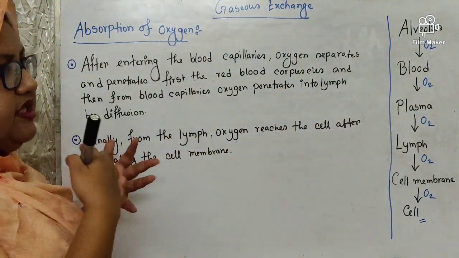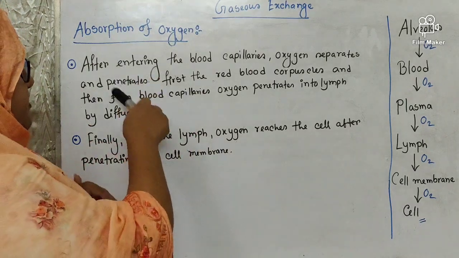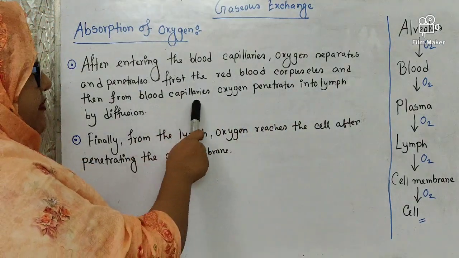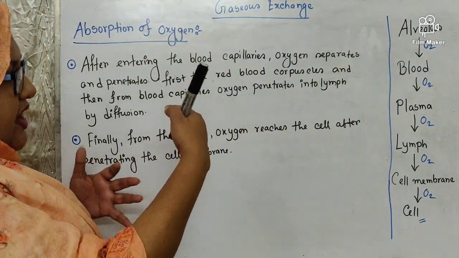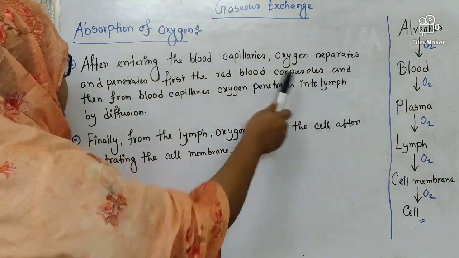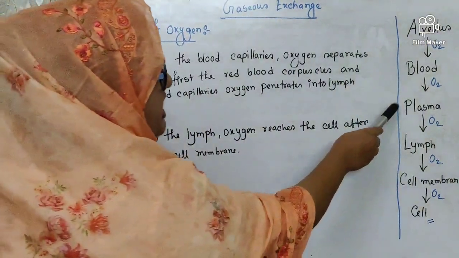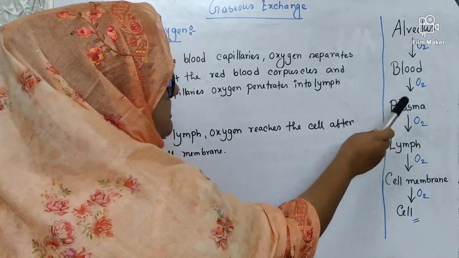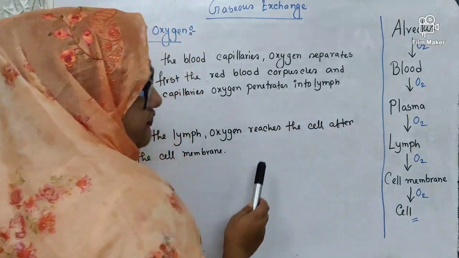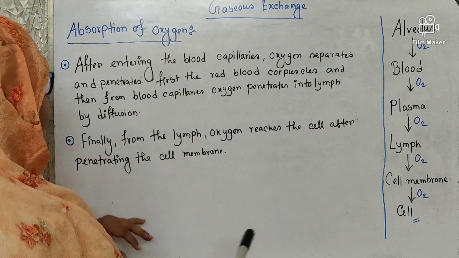That means after reaching the blood capillaries, the oxygen becomes separated. It first enters into the red blood corpuscles, and then after passing the red blood corpuscle, from the blood capillaries, oxygen penetrates into the lymph by the process of diffusion. After passing the blood capillaries, the oxygen enters into the lymph. So after that, how does it enter into the cell?